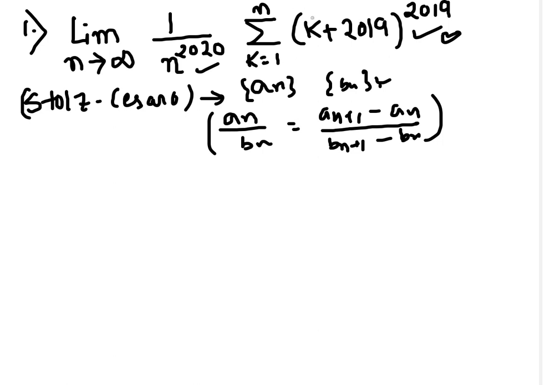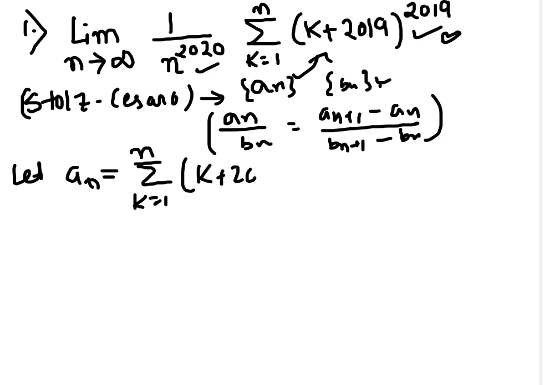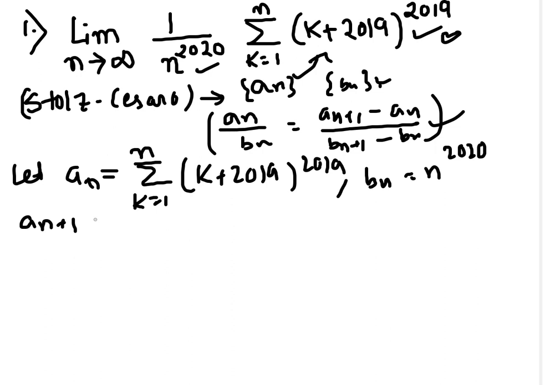So we just need to see if (a_(n+1) minus a_n) divided by (b_(n+1) minus b_n) exists, because we shall take a_n as this summation, and b_n as n to the power 2020. So let a_n equal the summation k equals 1 to n of (k plus 2019) to the power 2019, and obviously let b_n equal n to the power 2020. If this limit exists, so does a_n by b_n, which we want to find, and the values of the limits should be equal.